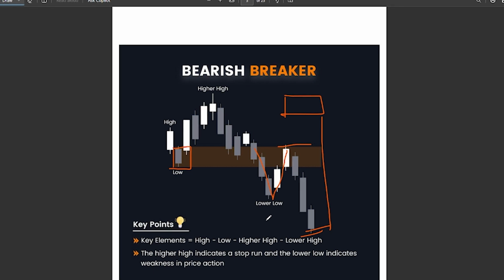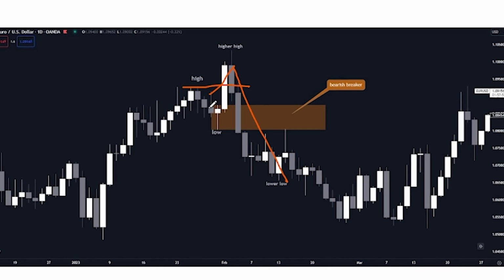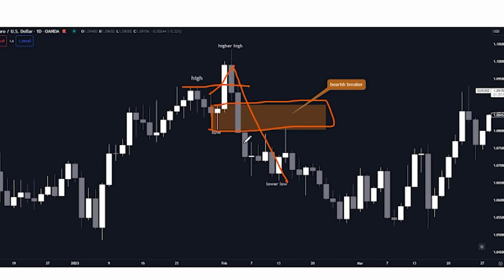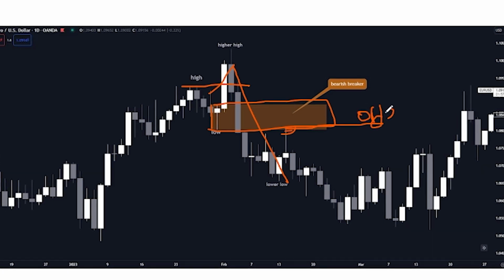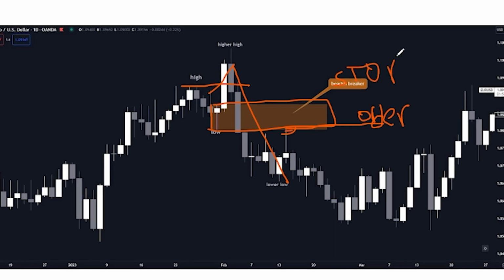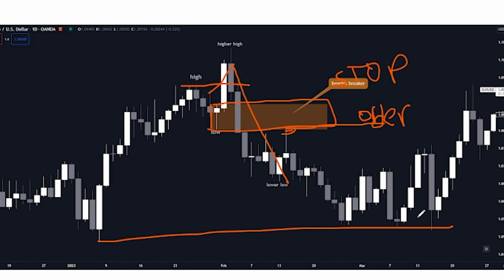So let's look at an example. Here you can see price took out the highs, created a lower low, and now if we get any wicks in this order block, we will try to sell. So we get a wick here, we place our sell orders here, and our stops will be somewhere around here, and we will target the lows, these lows. So this is how you will take trades from bearish breakers.